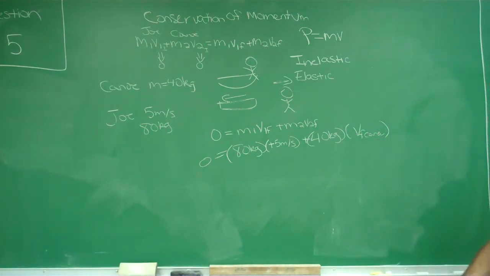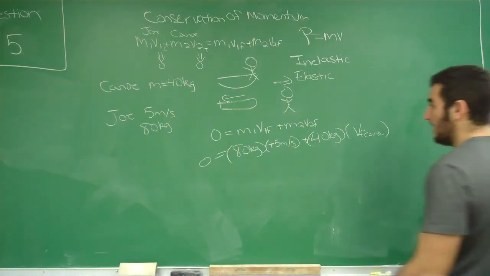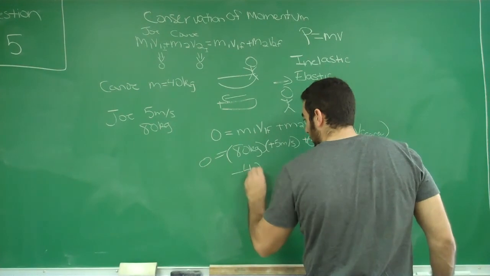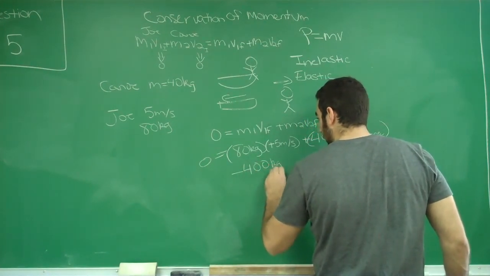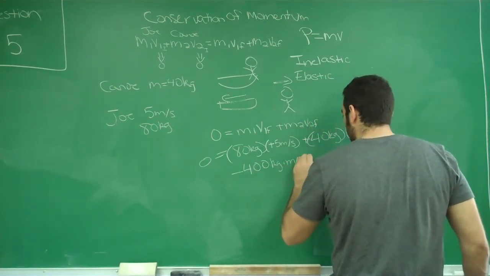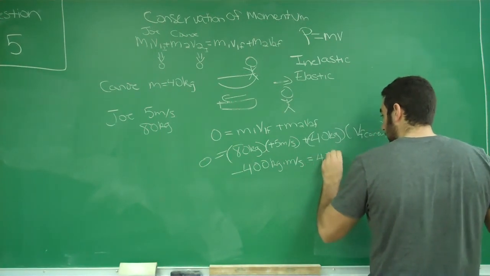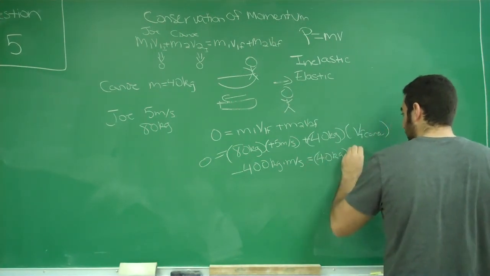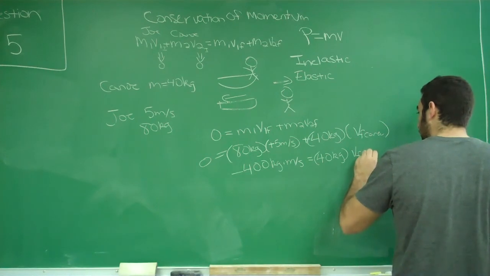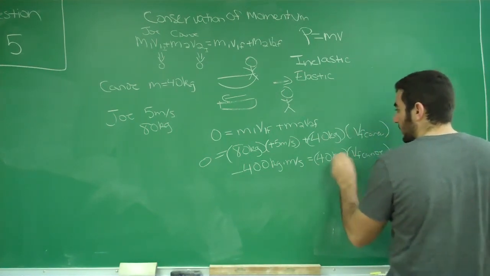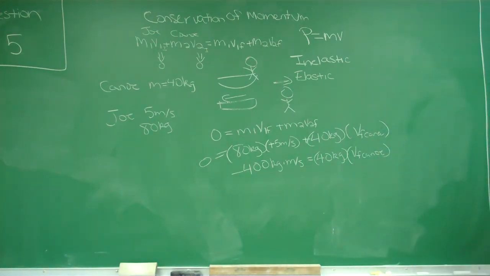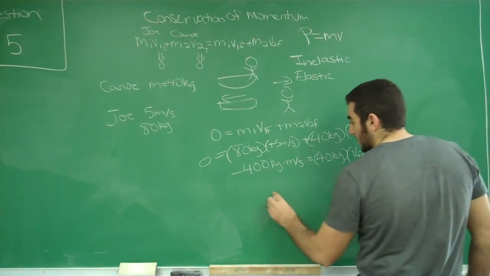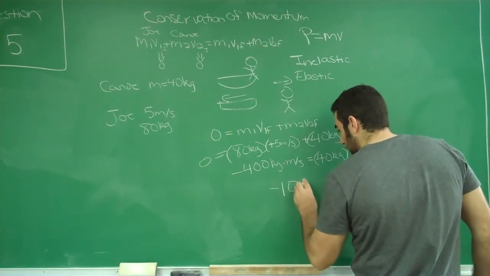So, 80 times 5 is 400. We can move that to the other side. Negative 400 kilograms times meters per second is equal to 40 kilograms times the final velocity of the canoe. And if we divide by 40, we get that the final velocity of the canoe is equal to negative 10 meters per second.